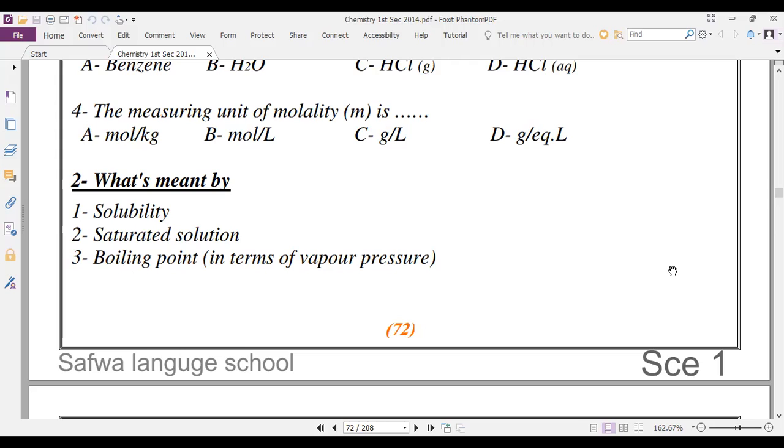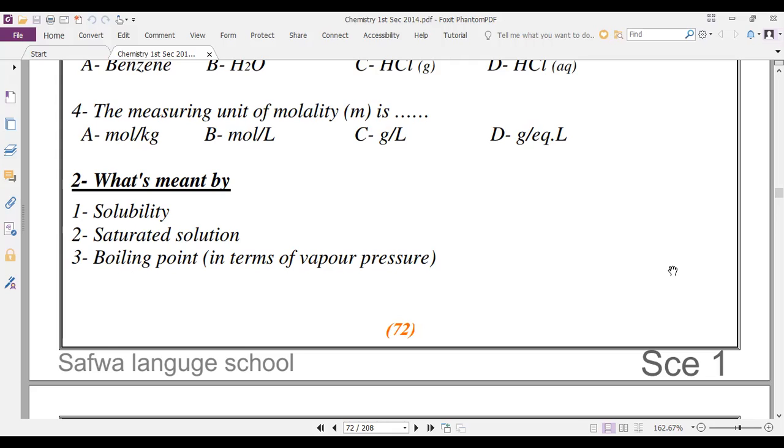Okay, wait. Saturated solution. Did you save it or no? Yes, I saved it, but I don't remember in what page. Okay, I think if you save it, you can say it without searching in your homework.